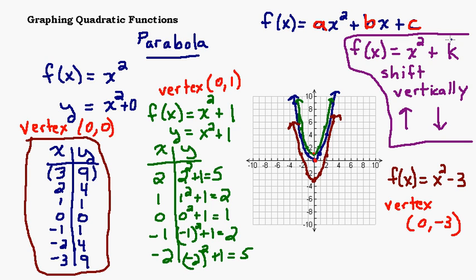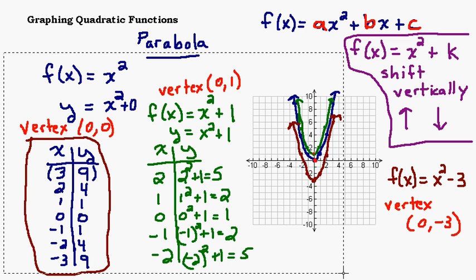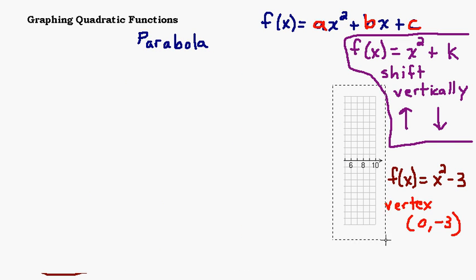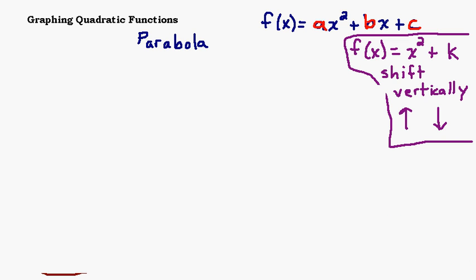Okay, this k value is going to be the y value of the vertex. And we're going to look at a horizontal shift here in a second. If there's no horizontal shift, then the x value of the vertex is 0 because it's right on this y-axis right here. Okay, let's go ahead and look at a horizontal shift. Let me erase some of this stuff. I think we'll keep that, a little piece of information. And let's move in a new graph.